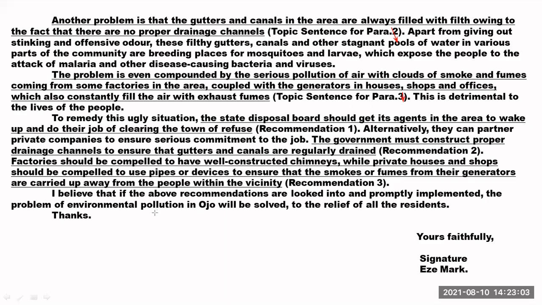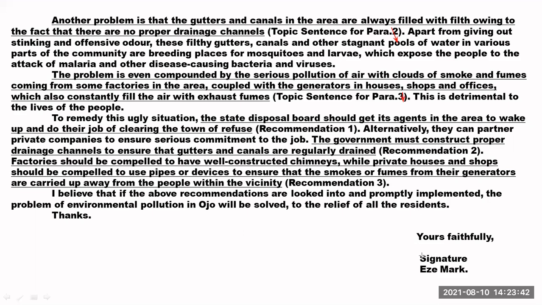And then finally, you now come with your concluding words, and you say, I believe that if the above recommendations are looked into and promptly implemented, the problem of environmental pollution in Ojo will be solved to the relief of all the residents. And then you close by saying thanks. All right. Again, you see that the formal letter doesn't give room for saying extend my greetings to this or to that. No, but it's acceptable for you to say thanks or to say thank you.